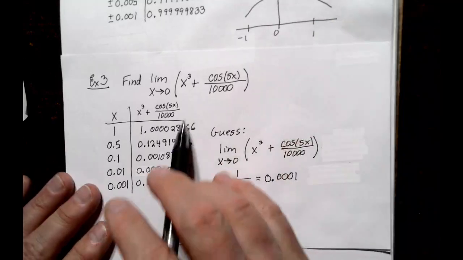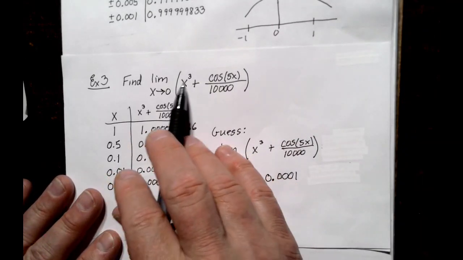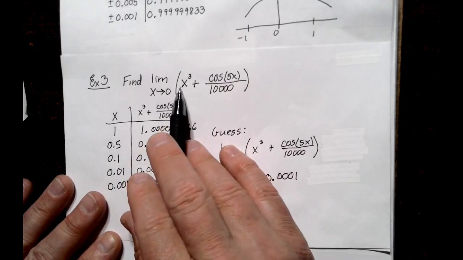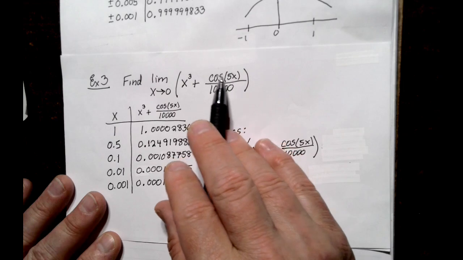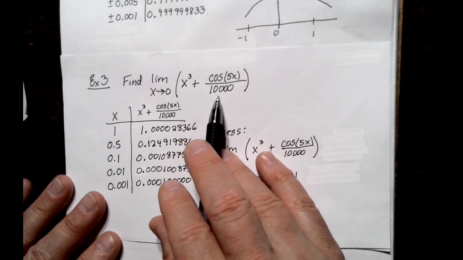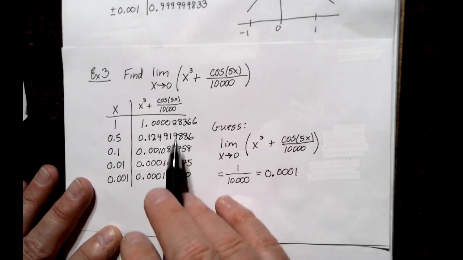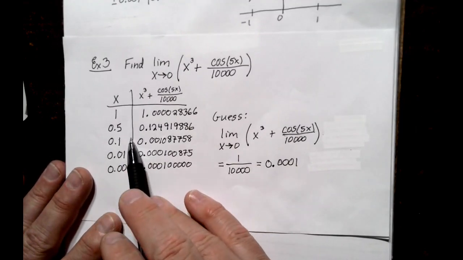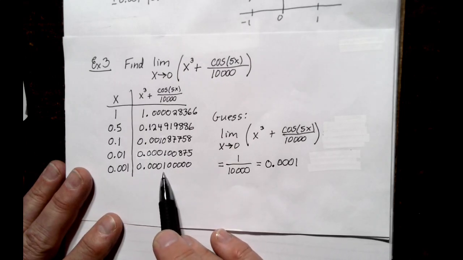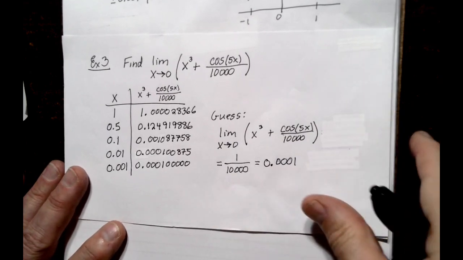Now example 3, they give you this guy. And first, just intuitively try and ask yourself, what's this guy going to equal? Well, as x gets closer to 0, this guy becomes nothing, meaningless. And as x gets closer to 0, cosine becomes 1, and the 10,000 stays the way it is. So this should approach 1 over 10,000. And so if you plug in numbers smaller and smaller and smaller, closer to 0, look what you get. You get 0.0001, which is 1 over 10,000. So our guess is a correct one.